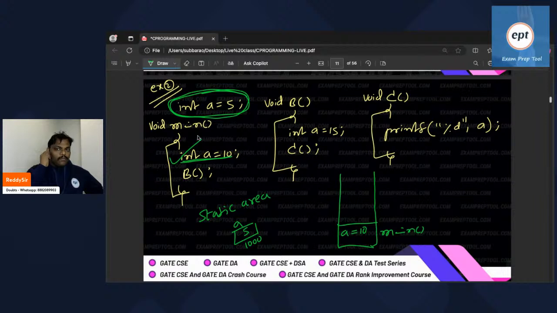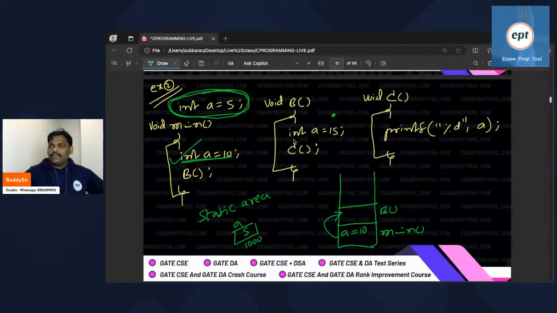In the main program, there are two lines. First line completed. See the second line. The second line is the B function call. Remember, function call is a push operation. You called the B function, so B will be pushed inside the stack. Now remember, I am inside B. B pushed means B's local variables will push, if anything is there.